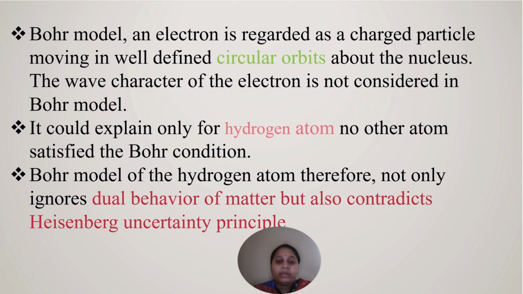And he also concluded that the electron is a charged particle that moves in circular orbits around the nucleus. But the wave nature, or the wave character, of the electron is not considered in the Bohr model. And it could explain only the hydrogen atom, and no other atom satisfied this Bohr condition. Therefore, the Bohr model of the hydrogen atom not only ignores the dual behavior of matter, it also couldn't explain the Heisenberg uncertainty principle.